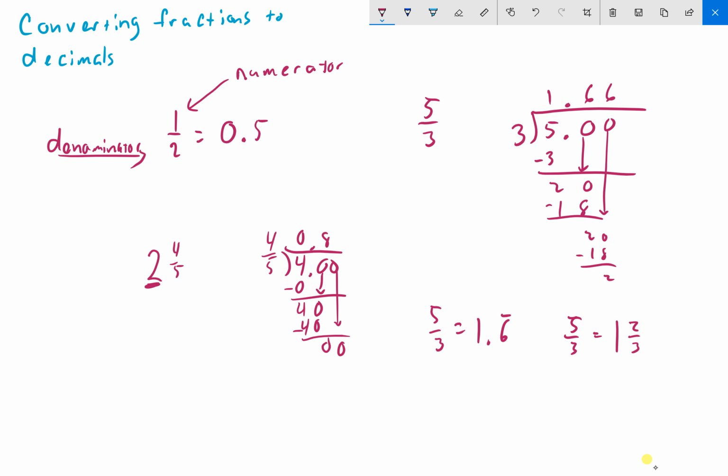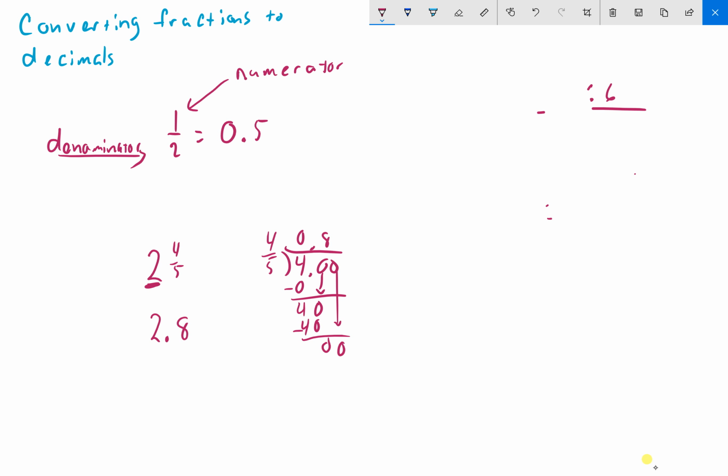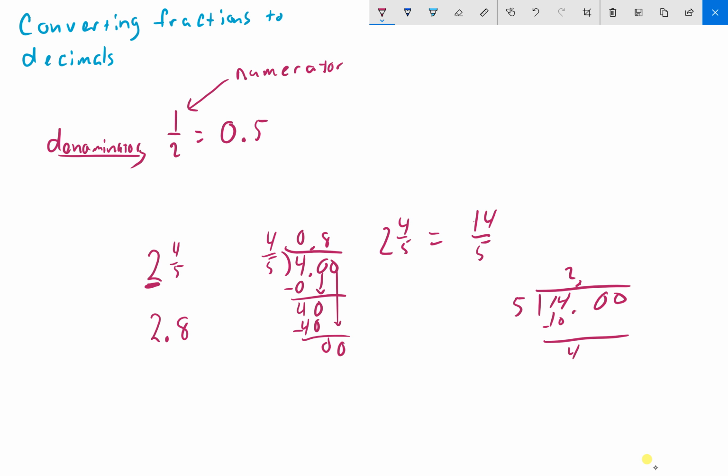So 4/5 is 0.8, so it should be 2.8. If you are unsure that's true, and you know, I'm not just assuming that because I'm making math videos, I'm a math guru, let's see what happens if I say 2 times 5 is 10, plus 4 is 14. So 2 4/5 is the same as 14/5. Let's see what would happen. 14.00. 5 goes into 14 twice, which is 10, with a remainder of 4.